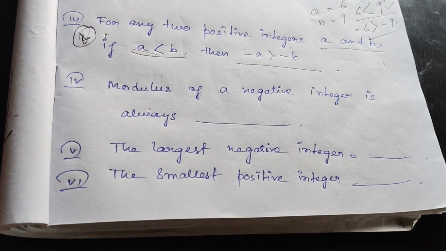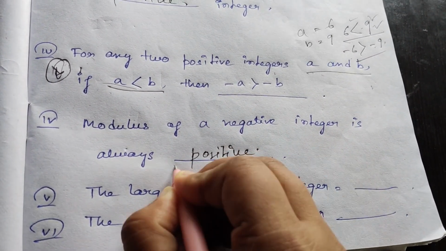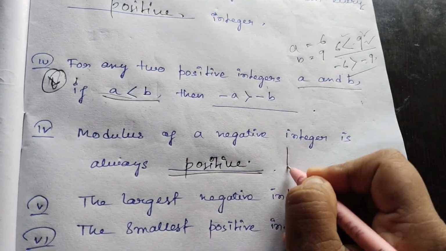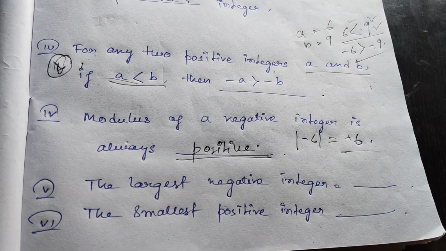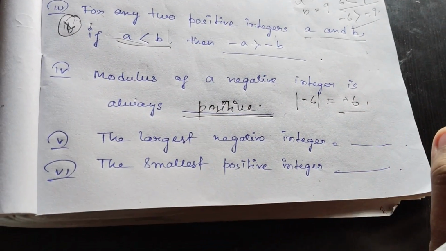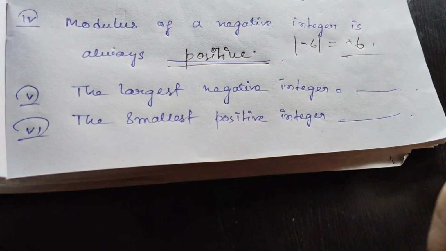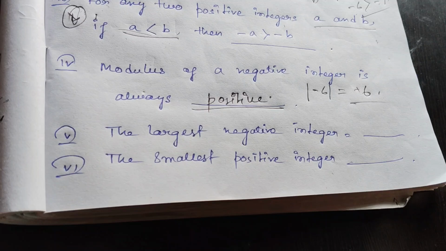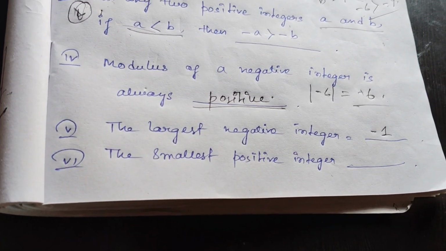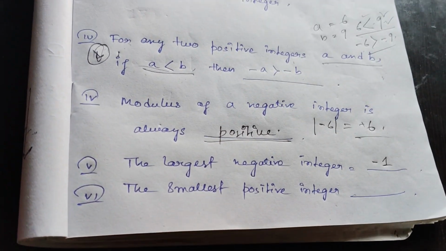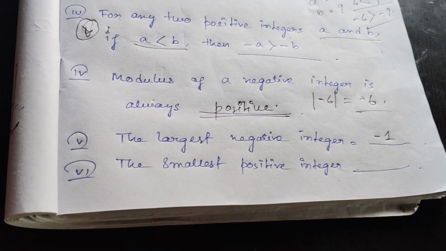Question number 4: the modulus of a negative integer is always positive. In this video I just covered these things. The modulus of minus 6 becomes positive 6. Whatever the value is, the modulus gives you the positive integer after taking out the mod. The largest negative integer is minus 1, because after minus 1 it will become 0. On the number line after minus 1, 0 comes, and after 0 the positive integers start.